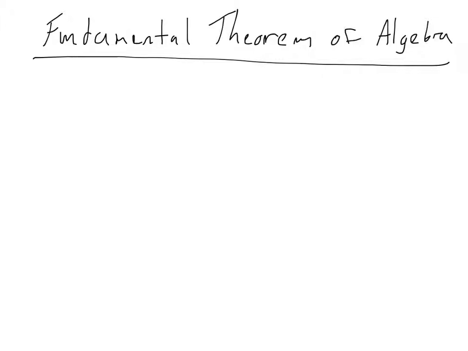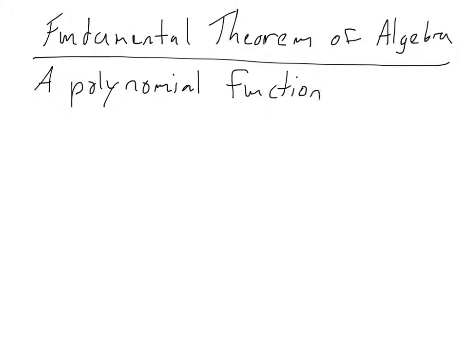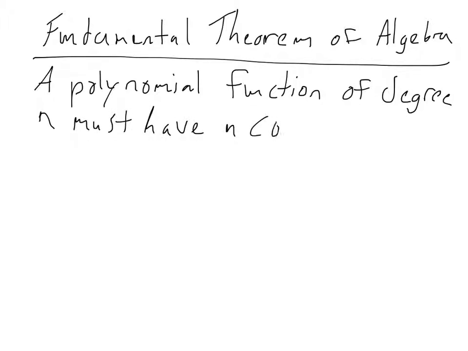Right, the fundamental theorem of algebra says a polynomial function of degree n must have n complex zeros. Right? So whether those zeros are purely real, purely imaginary, or a combination of both, a polynomial of degree 5 has to have 5 complex zeros. A polynomial of degree 4 has to have 4 complex zeros, right? And so that's really important, right?